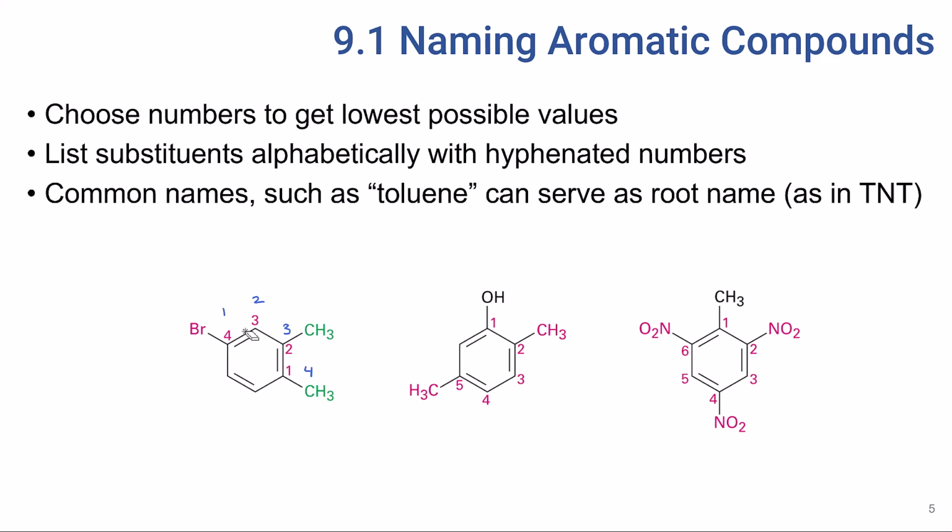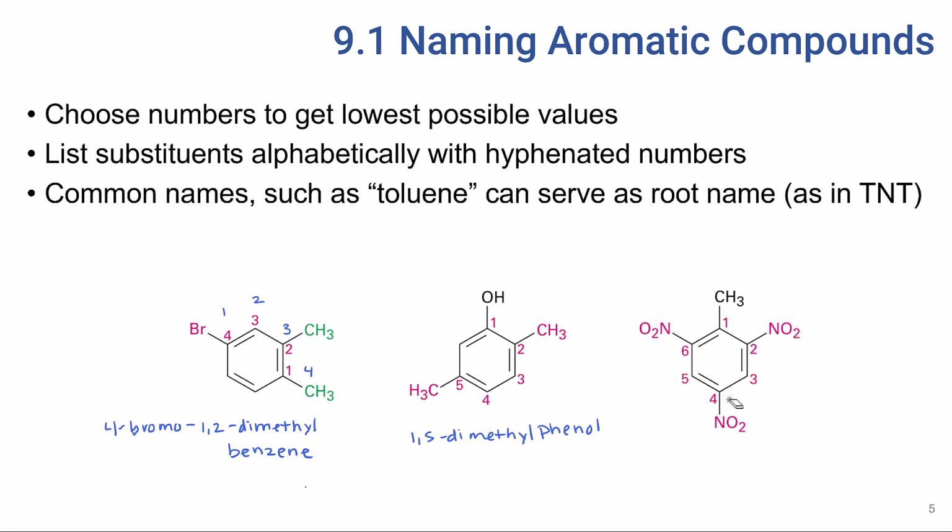We're still going to list alphabetically. So this is 4-bromo-1,2-dimethylbenzene. And then if I have an OH here, the parent is going to be phenol, and that's got to be 1. If your parent is one of the common ones, that's always going to be 1, and then we number around to give lowest numbering. So this will be 1,5-dimethylphenol.